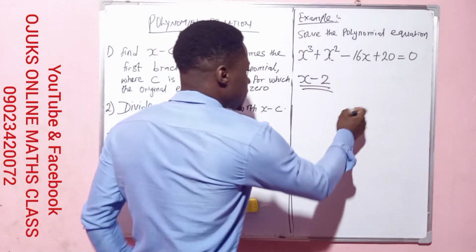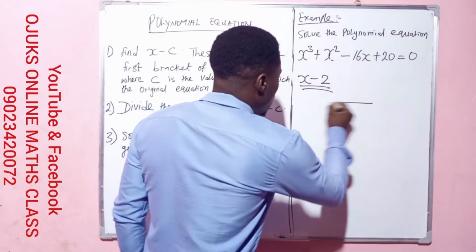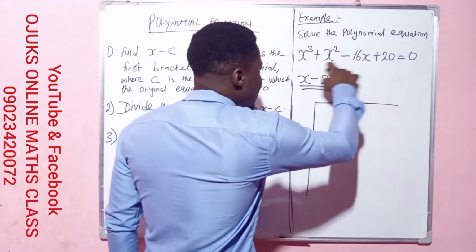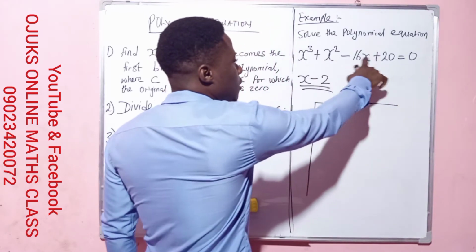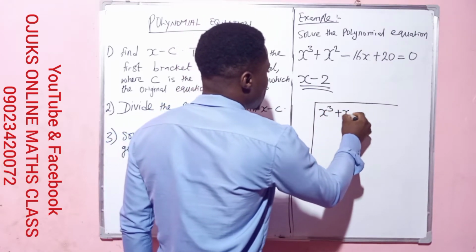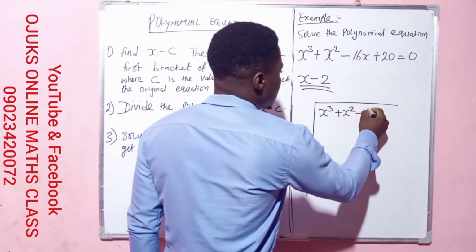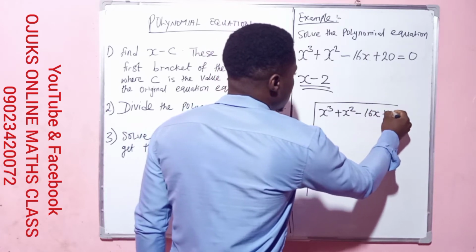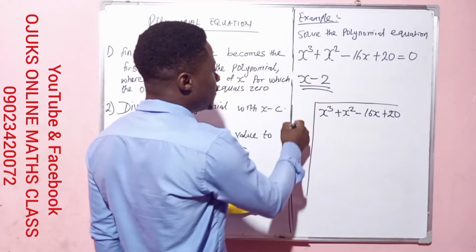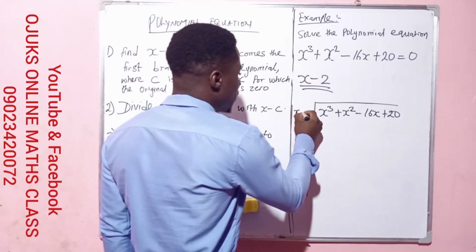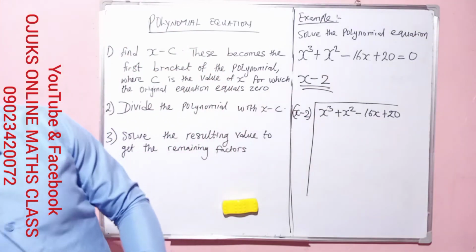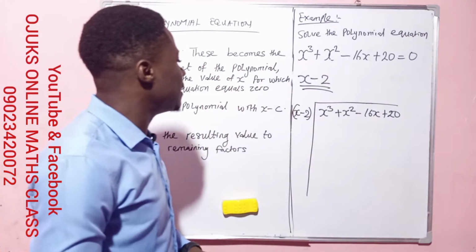First of all, we'll draw a long division. Since this is being divided by this, this one comes in: x raised power 3 plus x raised power 2 minus 16x plus 20. Then what is to be outside? Our divisor, which is x minus 2, comes outside. Then we are dividing this. How then do we go about dividing this?